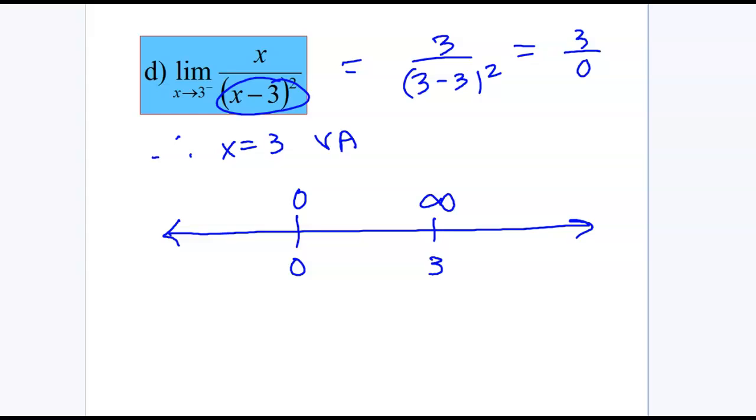And I'm concerned about the limit as x approaches 3 from the left. So let's figure out, I'll take a number to the left of 3 and a number to the right of 3 and plug it into here.